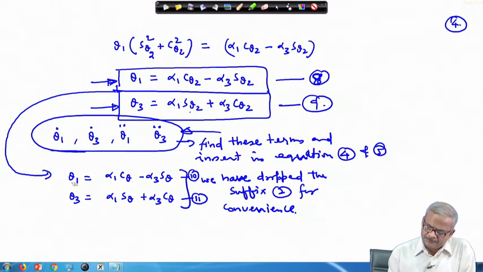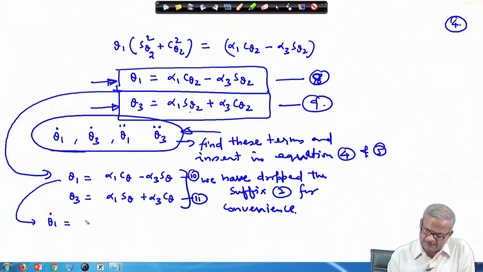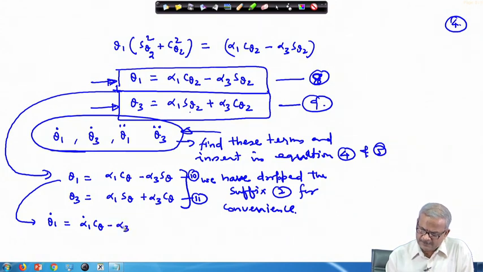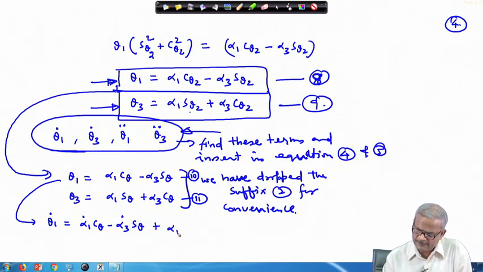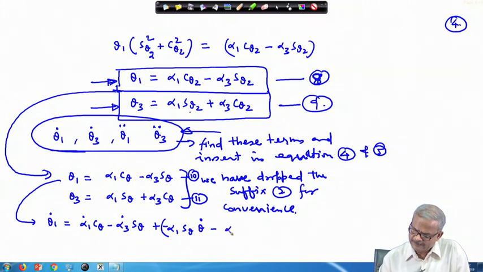Okay. Thereafter, we can take the derivative of this. So, if we take the derivative of this, theta 1 dot then will be alpha 1 dot times c theta and minus alpha 3 dot times s theta, and the other term then we have to differentiate, alpha 1 times c theta will be then s theta times theta dot, and a minus sign will appear here in this place. Okay. And there is a minus sign already with this. So, this is alpha 3 s theta will become c theta times theta dot.